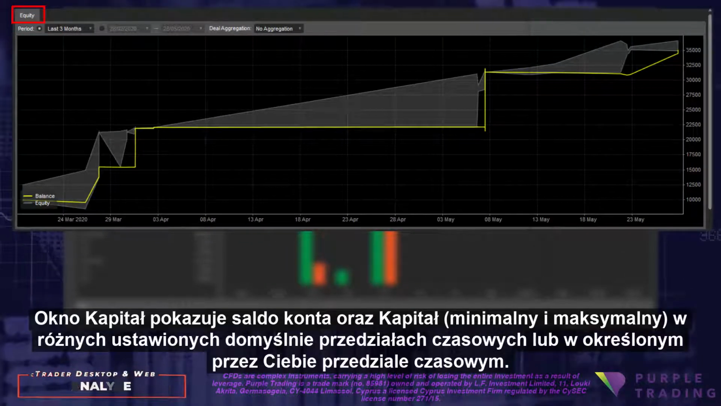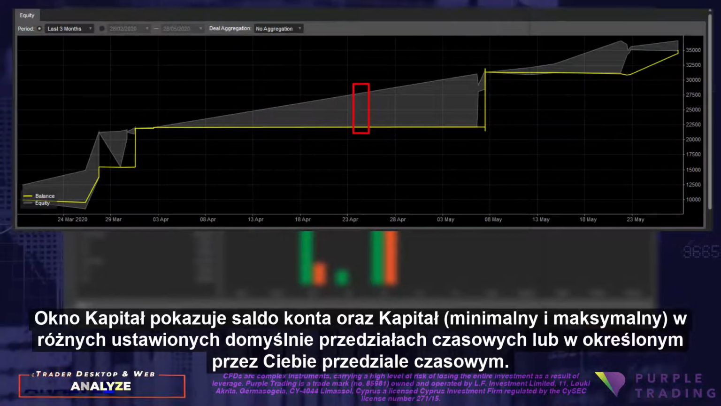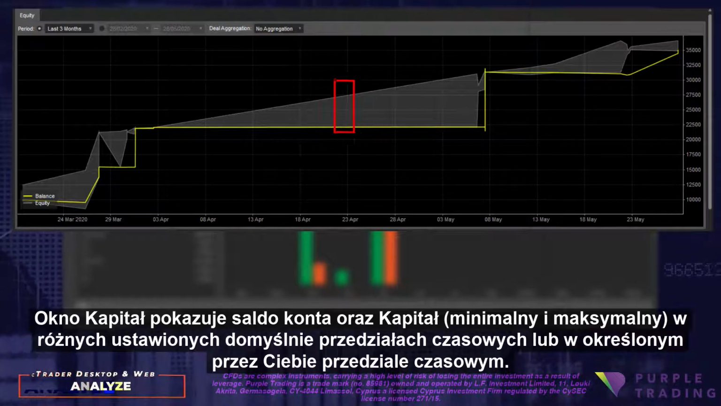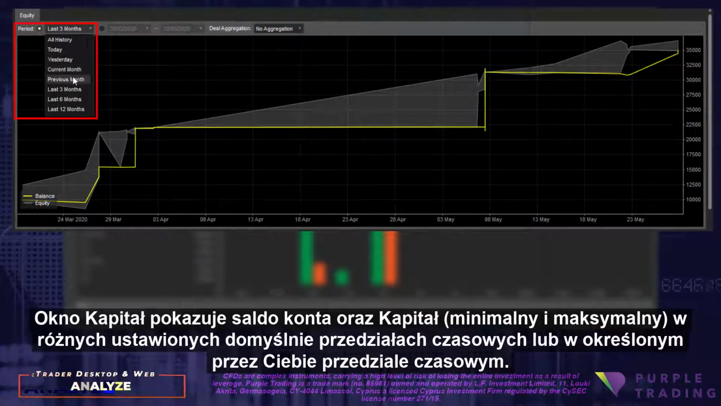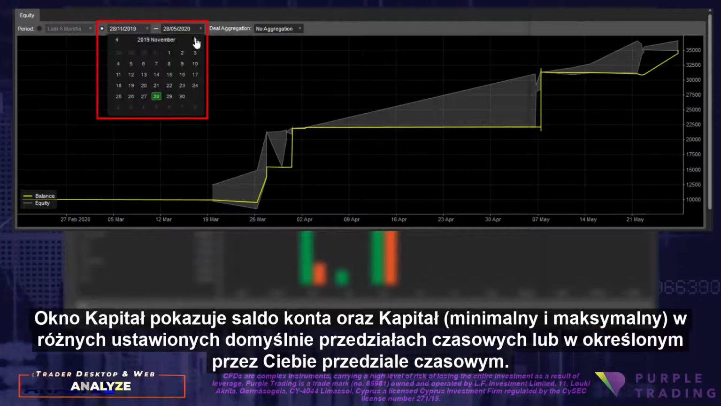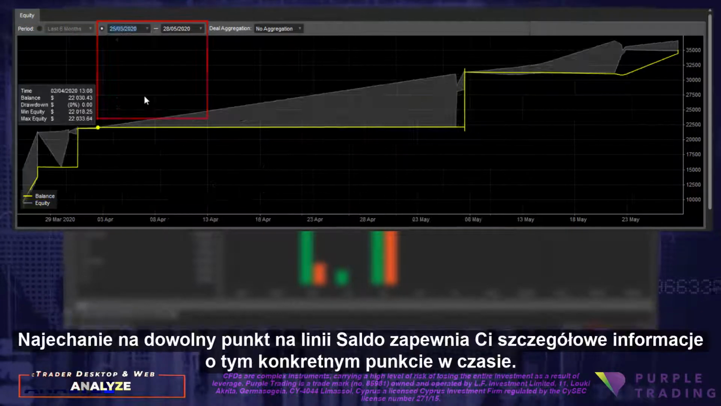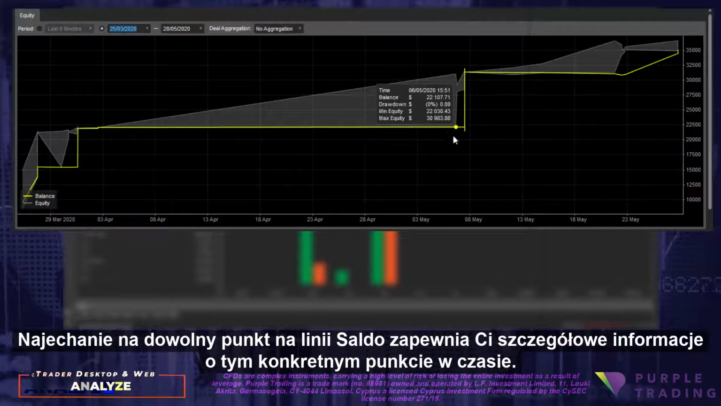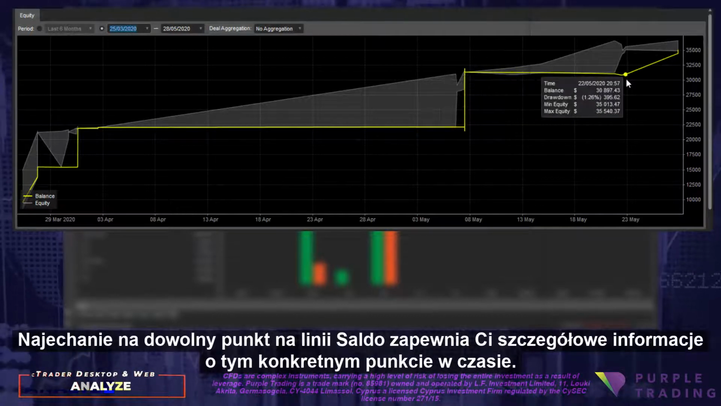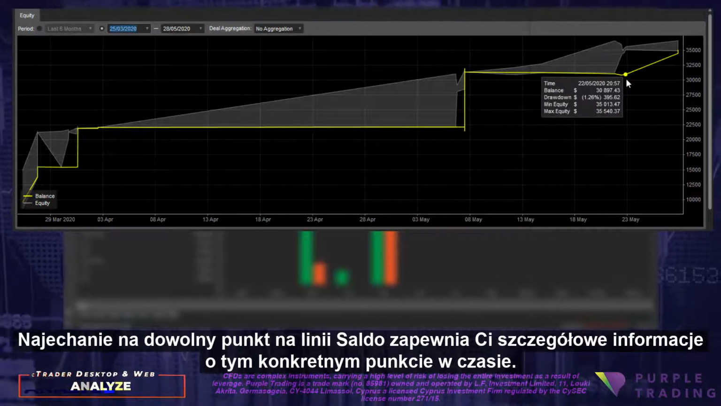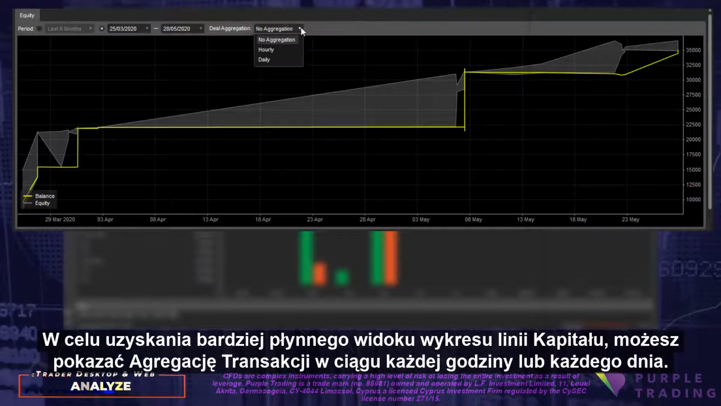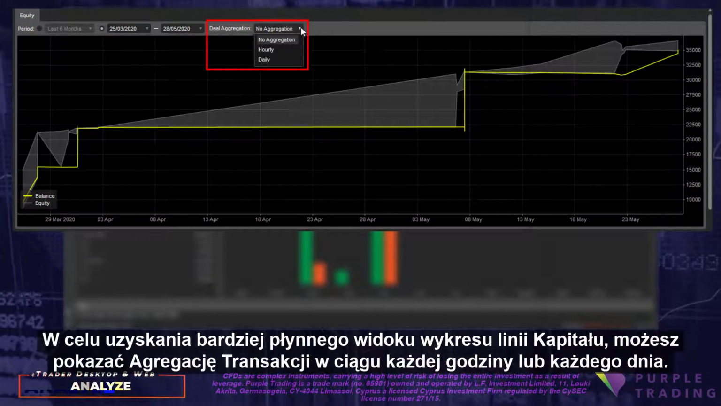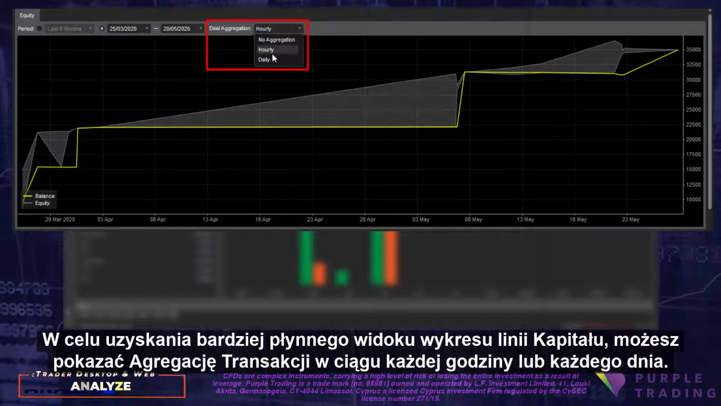The equity window shows you your account balance and equity, minimum and maximum, over a variety of preset time periods or a specific time period. Hovering over any point on the balance line gives you details of that specific point in time. For a smoother view of the equity line chart, you may show deal aggregation over each hour or each day.